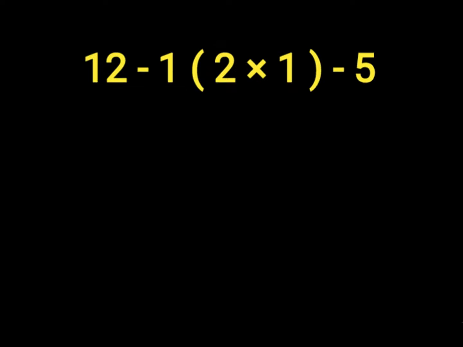Here we have 12 minus 1 (2 times 1) minus 5. We first of all solve our parenthesis, which is 2 times 1. 2 times 1 will give us 2. Then we'll bring down our 12 minus 1 times 2 minus 5.